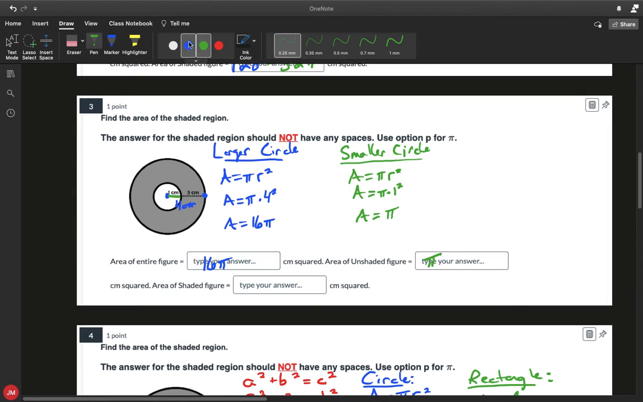So now, in order to find the area for our shaded figure, what we're going to do is take 16 pi minus the 1 pi that we had for our smaller circle. And then when we simplify that, because we actually can simplify this one, they both have pi, so we can combine like terms. 16 minus 1 is 15 pi. That would be the area for our shaded figure.